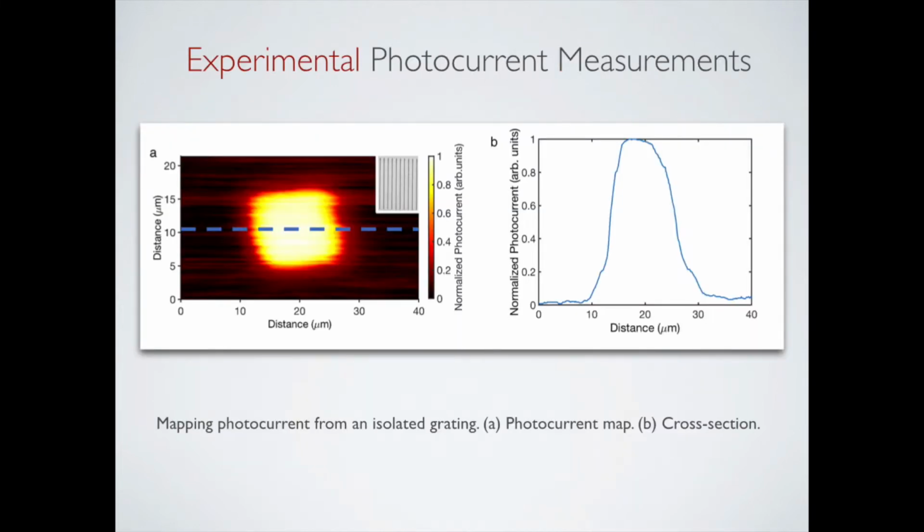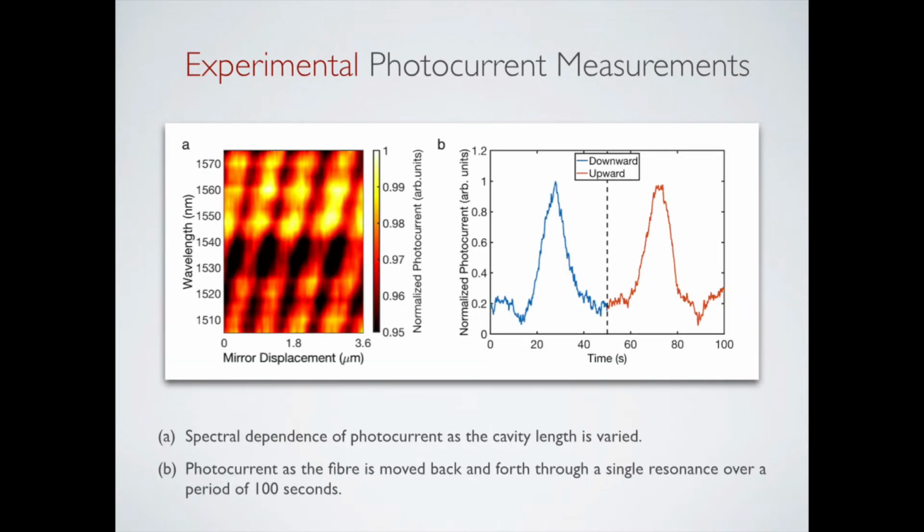Initially, the photocurrent was mapped from an isolated grating, i.e. without a cavity, in order to confirm the plasmonic origin of the response. The output from an uncoated cleaved fiber was scanned across the grating, with the resulting current recorded for each position. A clear hotspot with dimensions close to the milled grating is evident in the current map, with the cross-section shown in Figure B.